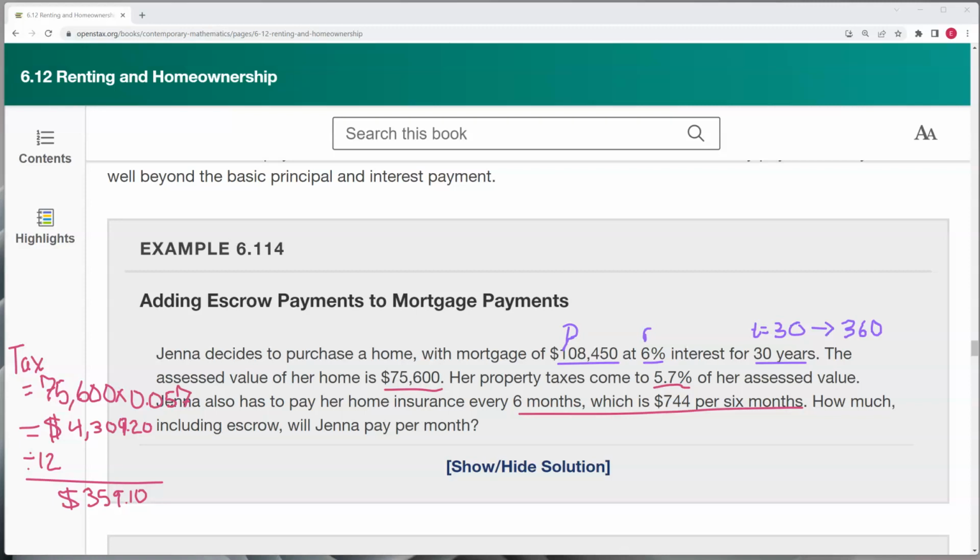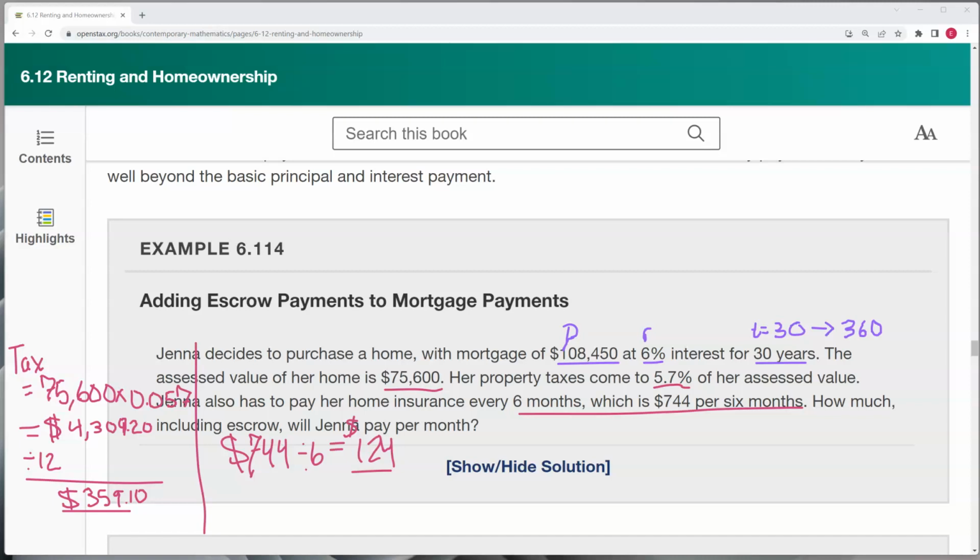in a savings account, in an escrow account, that they can pay that from. And then for the insurance, we're going to take the $744 and divide that by 6, because that's paid every 6 months. 744 divided by 6 gives us $124. So we've got $359.10 and $124. Let's keep that in our mind. That is going into the escrow account.